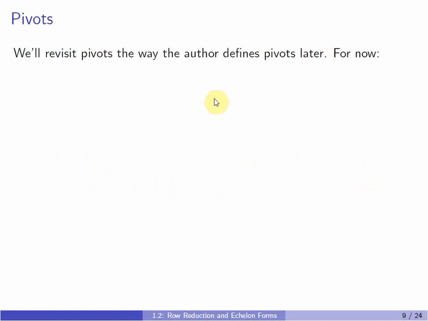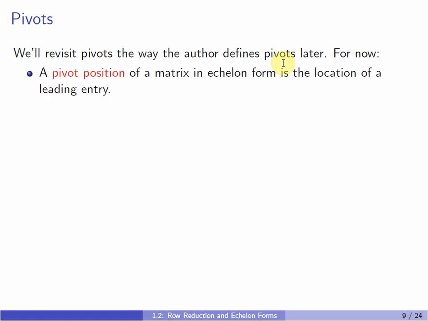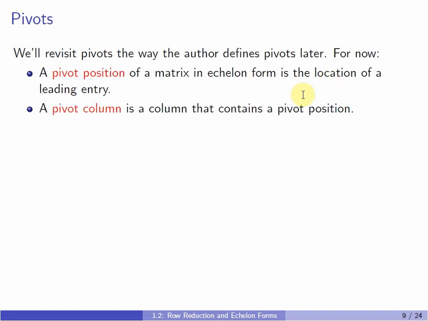So we're going to revisit pivots the way the author defines pivots. There's a very strict definition to that a little later, but for now I would like you to think about these 3 definitions that are interrelated. First off, a pivot position of a matrix that is in echelon form. So if you have a matrix in echelon form, a pivot position is the location in the matrix of the leading entry.